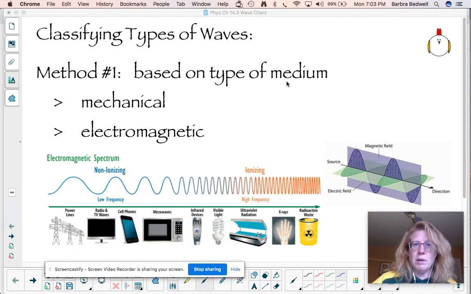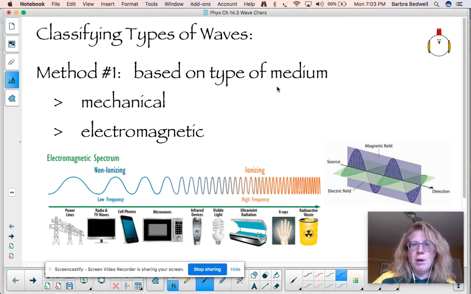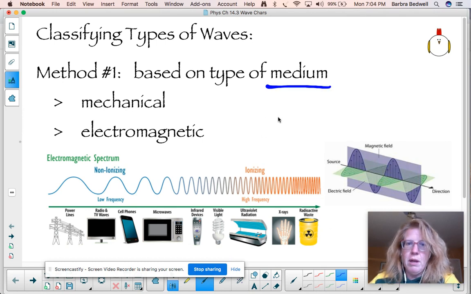So let me see if I can get this working here. Is that going to go too wide? Come on, friend. Let's do your thing. There we go. Medium, what the wave is traveling through.